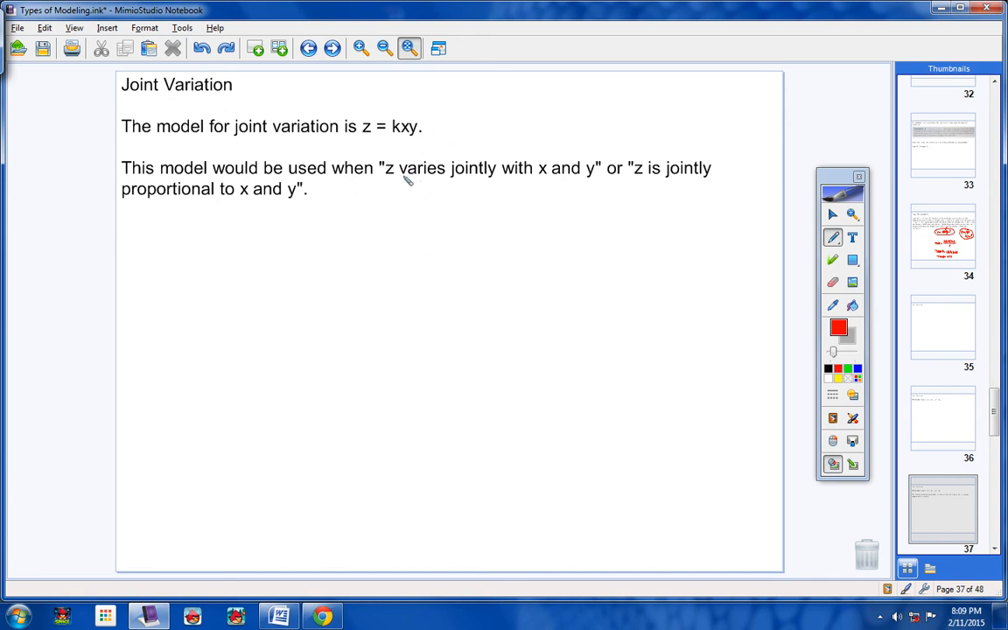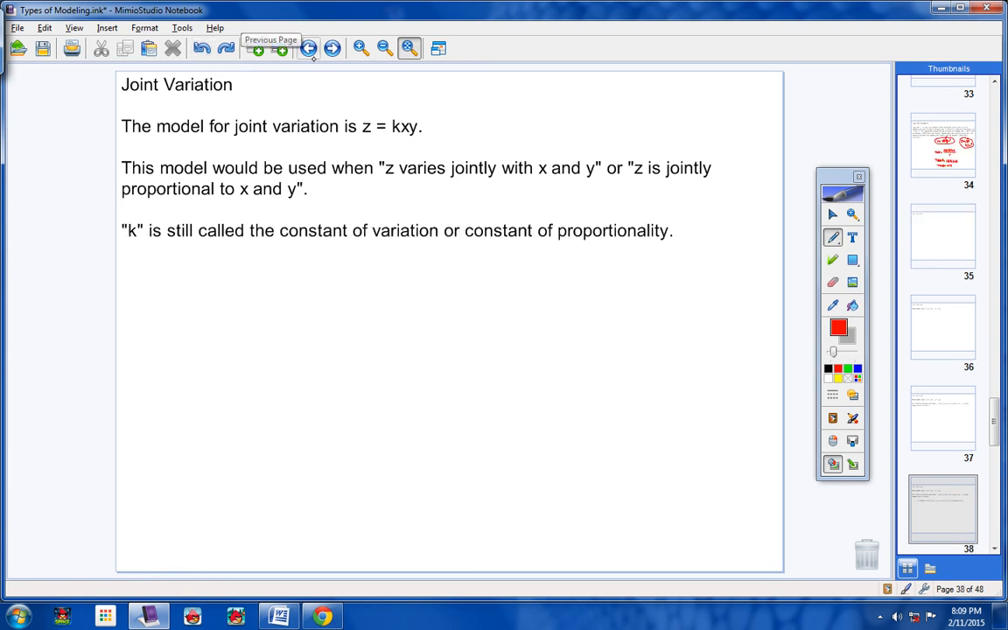It might have 3 or 4. It might say Z varies jointly with X, Y, A, and B. Well, if that's the case, then the model would be Z equals KXYAB. You can have as many variables out here as you want when it comes to joint variation, whatever the problem calls for. K is still called the constant of proportionality, so nothing has changed there.